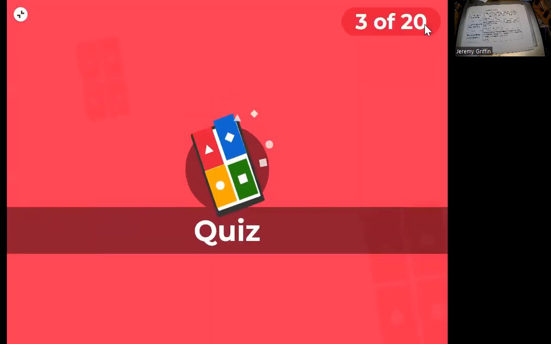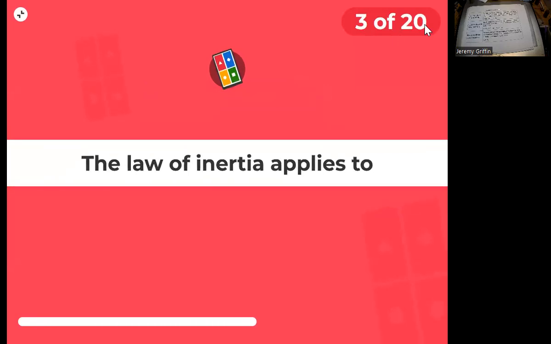All right, Nikki and Olivia, picking up some points. The law of inertia applies to what?